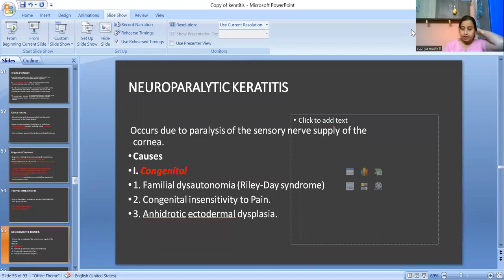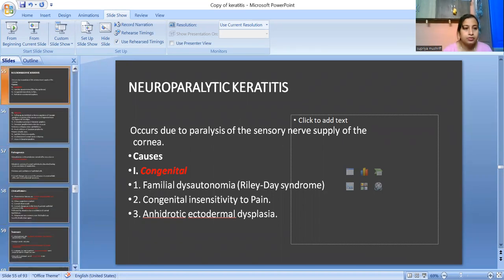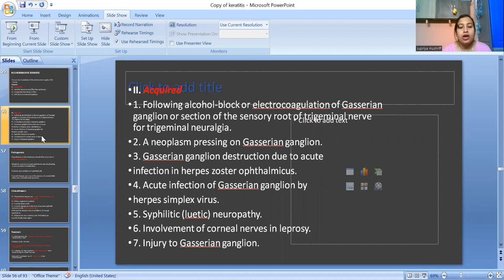Now the neuroparalytic keratitis, which occurs due to paralysis of the sensory nerve supply of the cornea. Causes can be congenital: familial dysautonomia related syndrome, congenital insensitivity to pain, and anhidrotic ectodermal dysplasia. Now the acquired reasons can be following alcohol block or electrocoagulation of the Gasserian ganglion, or section of the sensory root of the trigeminal nerve for trigeminal neuralgia.